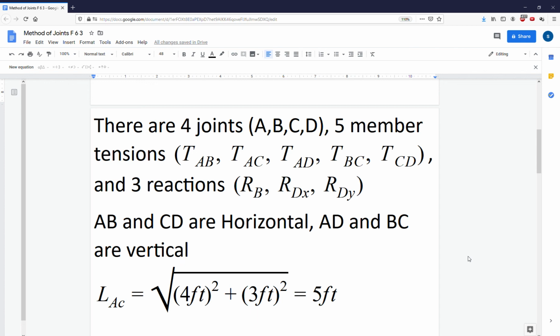Members AB and CD are horizontal, so their tensions will act purely in the x direction. Members AD and BC are vertical, so their tensions will act purely in the y direction. Member AC is diagonal, and so in order to break its tension into components, we need to find the total length of AC. Member AC has a horizontal displacement of 4 feet and a vertical displacement of 3 feet. Using the Pythagorean theorem, this gives us a total length of 5 feet.